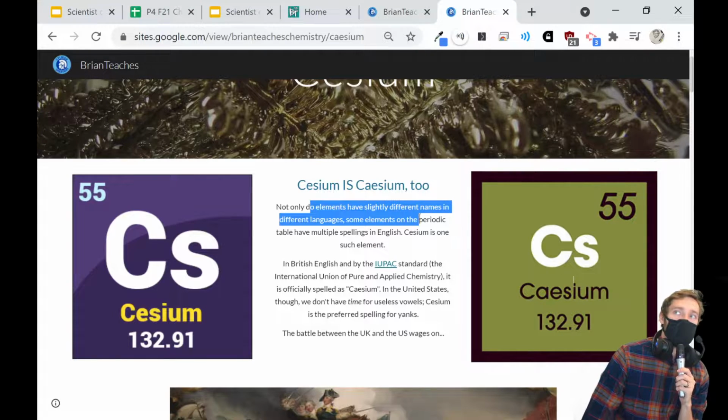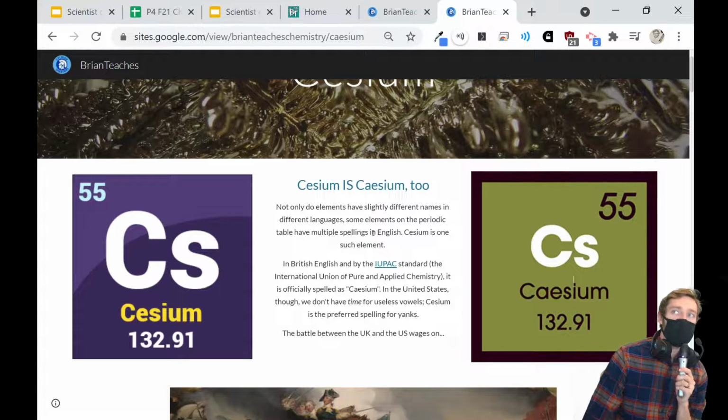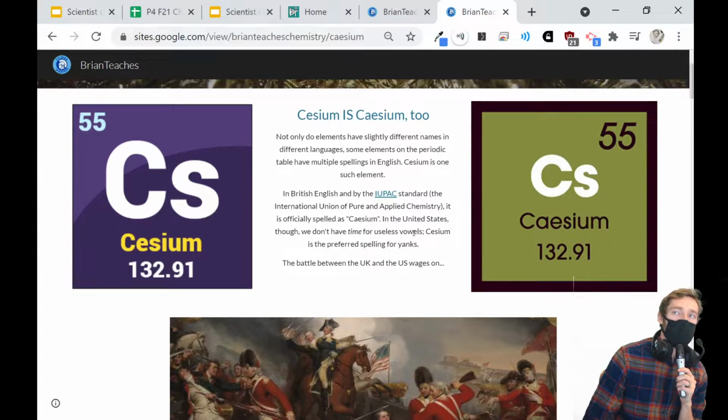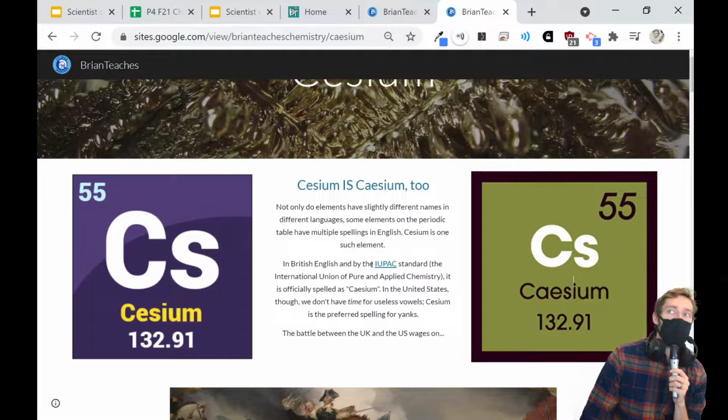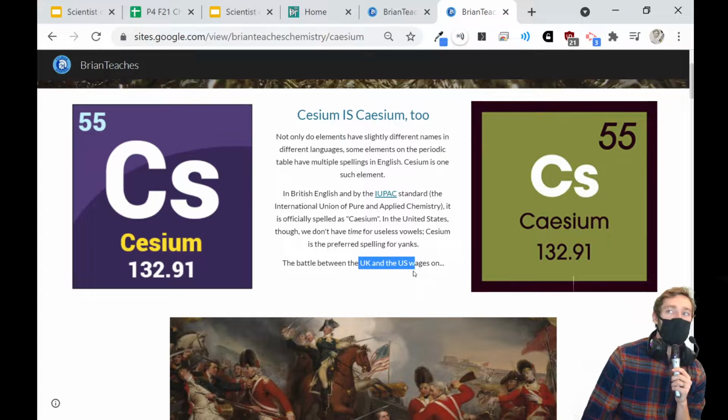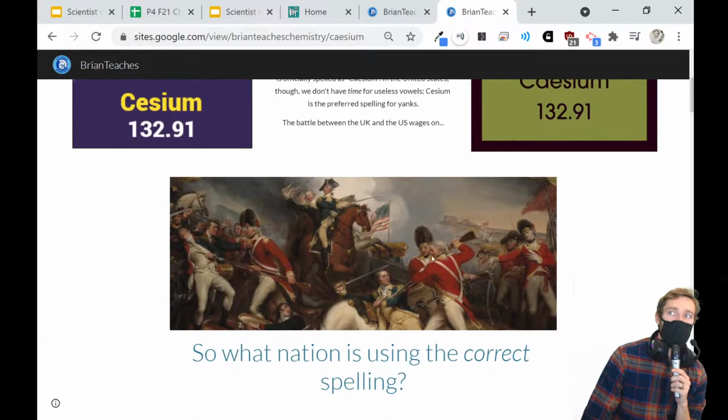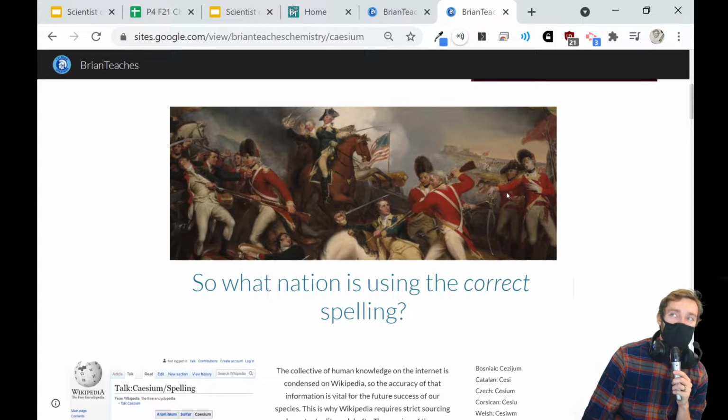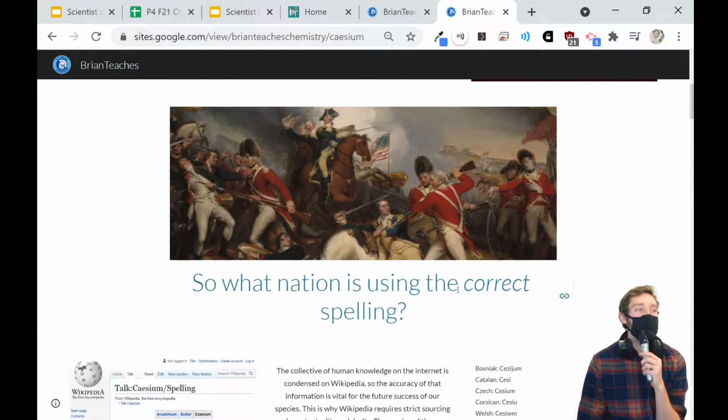Well, because some elements have different names in different languages, and some elements even have different spellings in English. Cesium is one of those. So in British English and the IUPAC standard, and IUPAC is the International Union of Pure and Applied Chemistry, according to those, it is CAES. But in the United States, it's just regular old cesium without the A. It's just CESIUM. So the battle between the UK and the US wages on between this spelling. Just like the Revolutionary War.